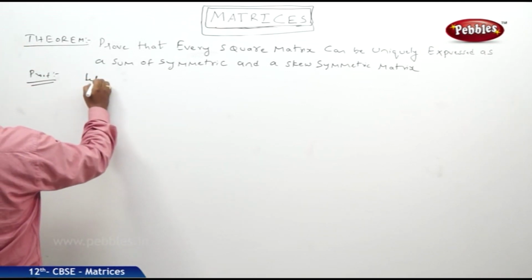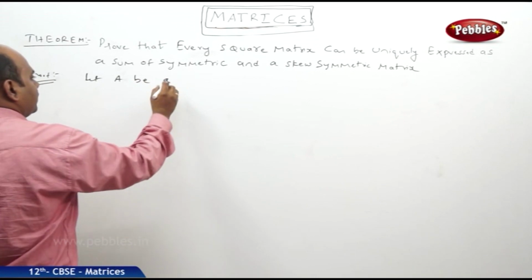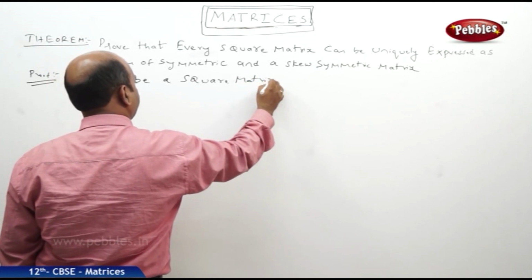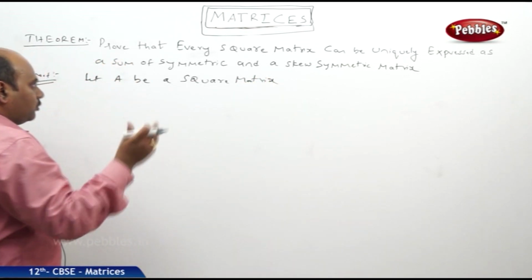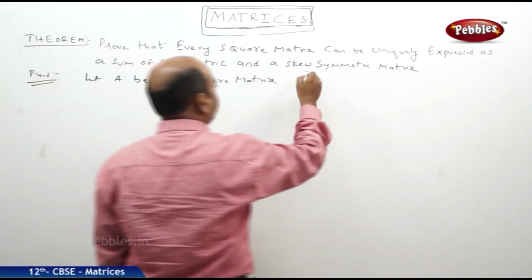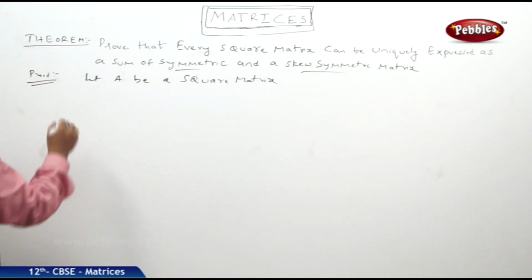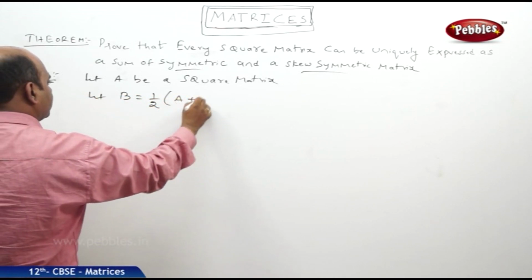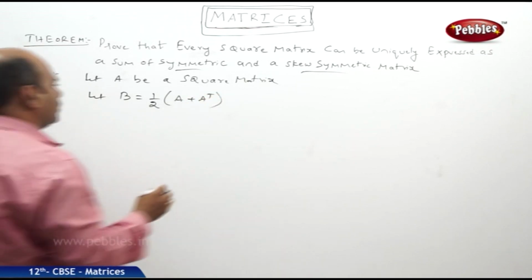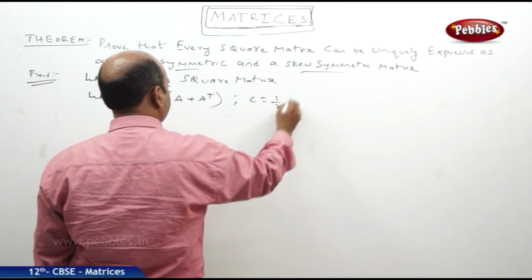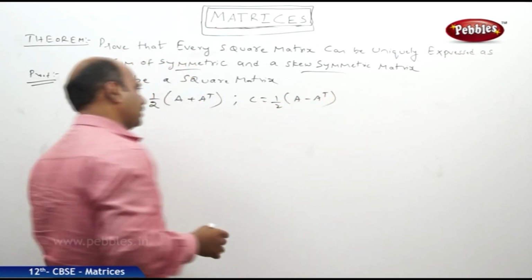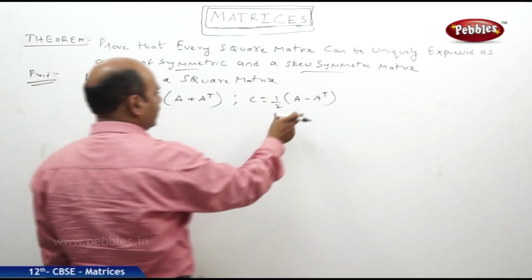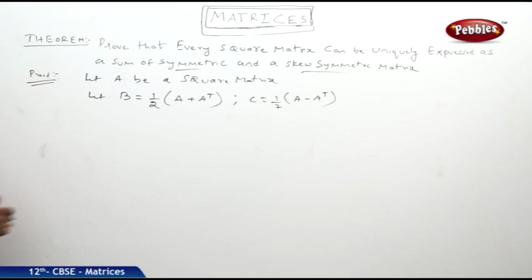So what I will be doing means, let capital A be a square matrix, and this square matrix should be expressed as a sum of symmetric and skew symmetric matrix in a unique manner. So for this, let capital B be equal to 1 by 2 of A plus A transpose, and capital C I take as 1 by 2 into A minus A transpose. Now I will be proving capital B as a symmetric matrix and capital C as a skew symmetric matrix.